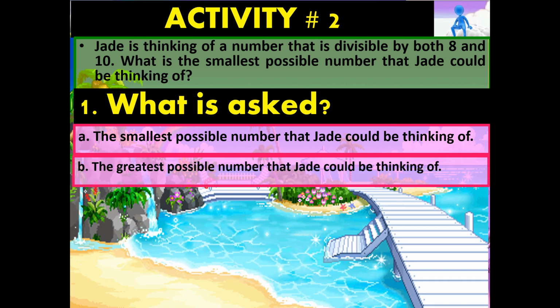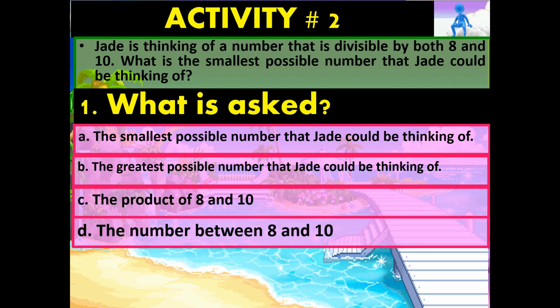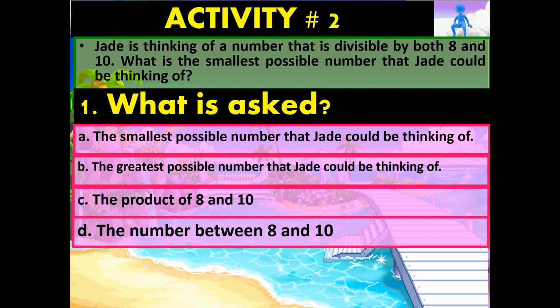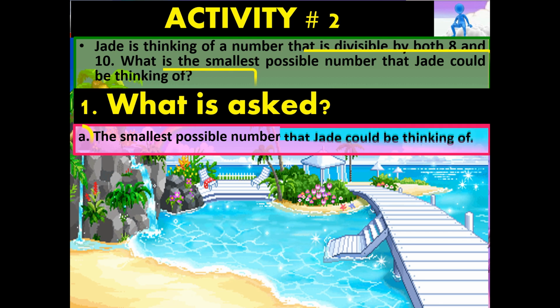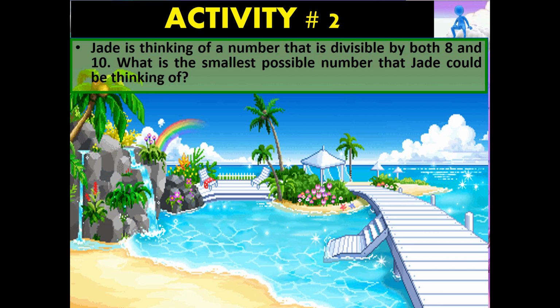B. The greatest possible number that Jade could be thinking of. C. The product of 8 and 10. D. The number between 8 and 10. You have 5 seconds. Alright, the answer is letter A, the smallest possible number that Jade could be thinking of.